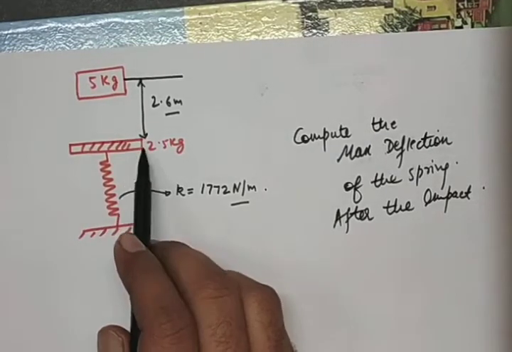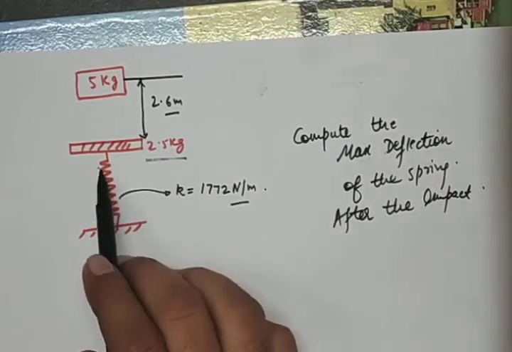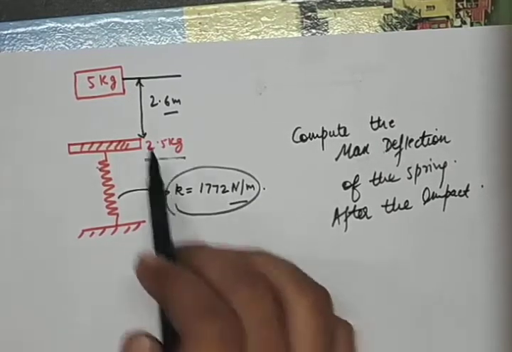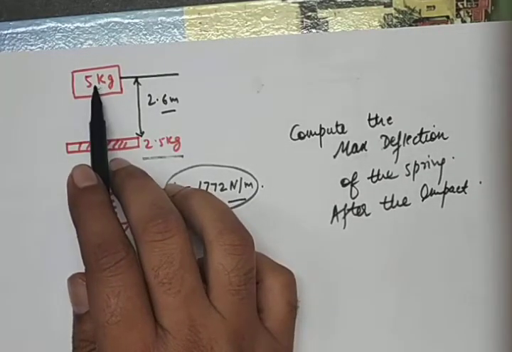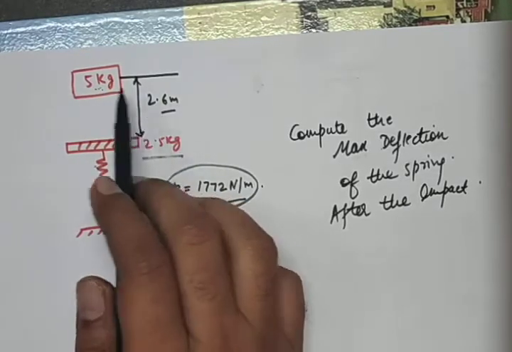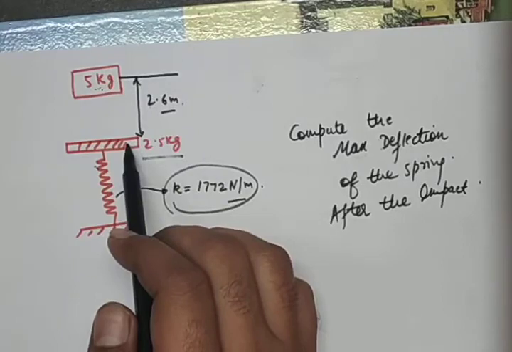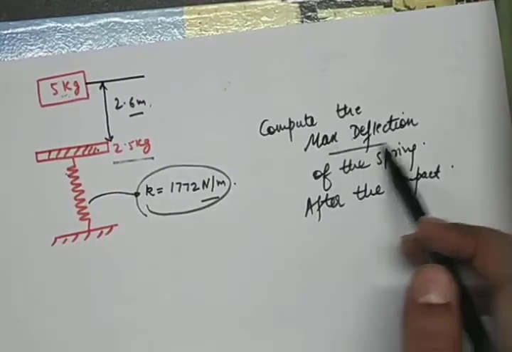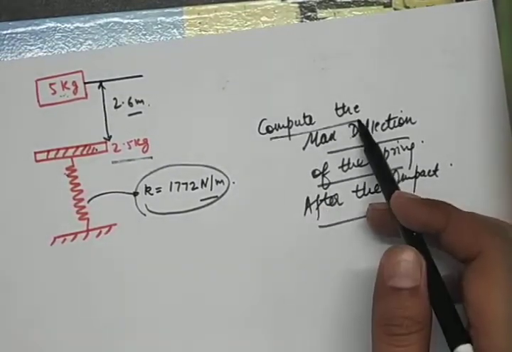एक ये स्प्रिंग पे प्लेट है 2.5 kg की. This is the spring having spring constant. This is a body, a block of 5 kg. The height is 2.6 meter from this plate. Find the maximum deflection of the spring after the impact. This is a test series question.